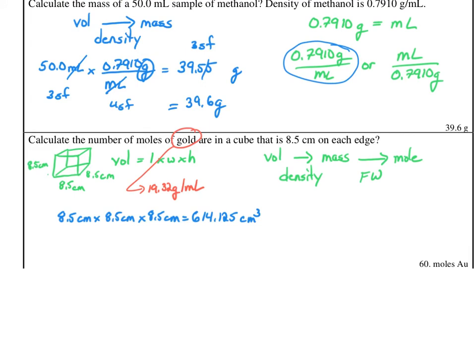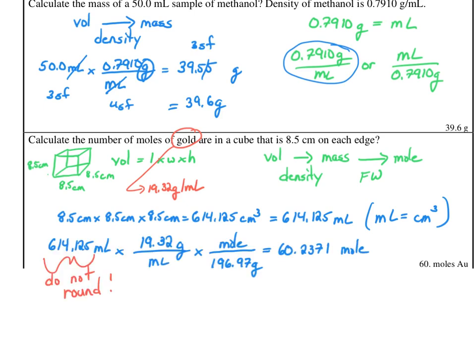So we've calculated the volume of this cube. Since cubic centimeters are the same as milliliters, this also gives our volume in milliliters. Now we can go from volume to mass using our density, which we've looked up, and we can go from mass to moles using our formula weight. And here's that calculation. We've set things up so that units of milliliters cancel and units of grams cancel. So moles survives. And we've written down our calculator answer.